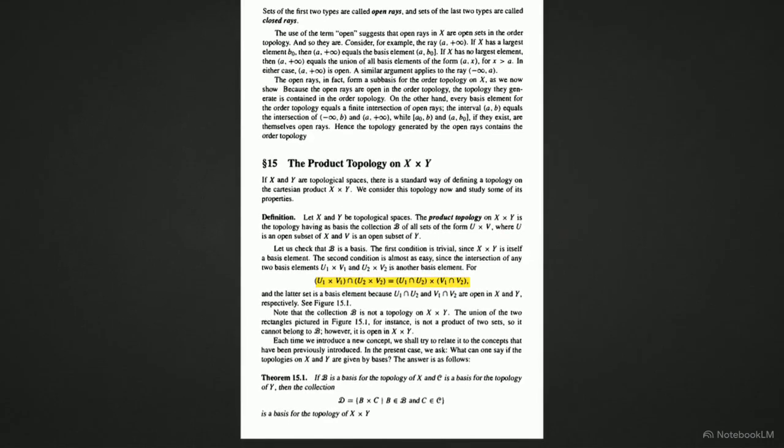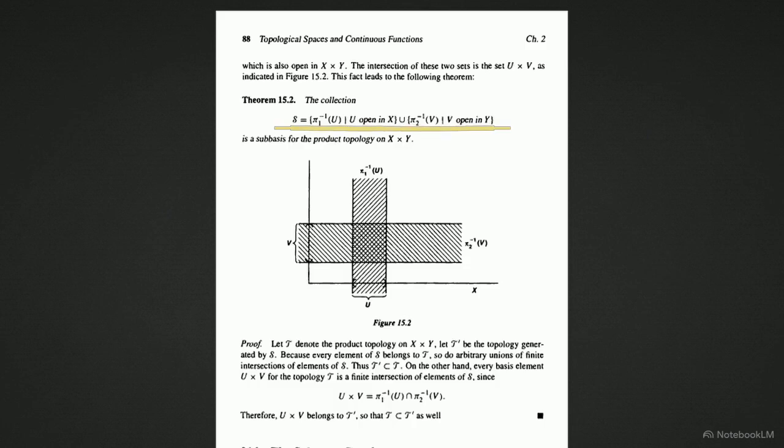Consider the standard product topology on two spaces, X and Y. Its basis consists of products of open sets U and V. This works because the intersection of any two basis elements results in another basis element. We can also define this space using subbasis elements and projection maps.